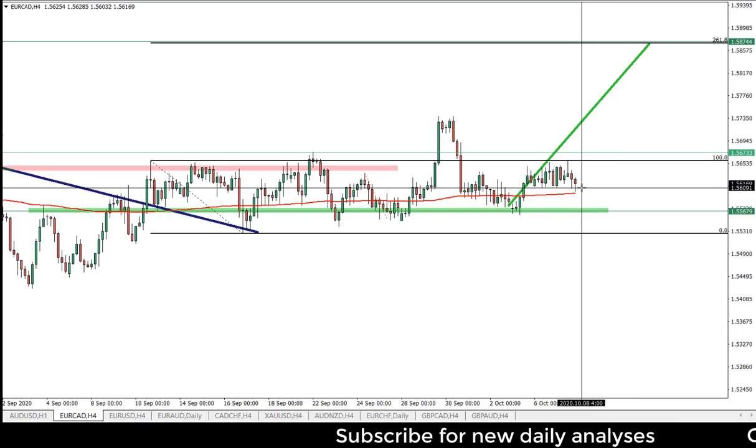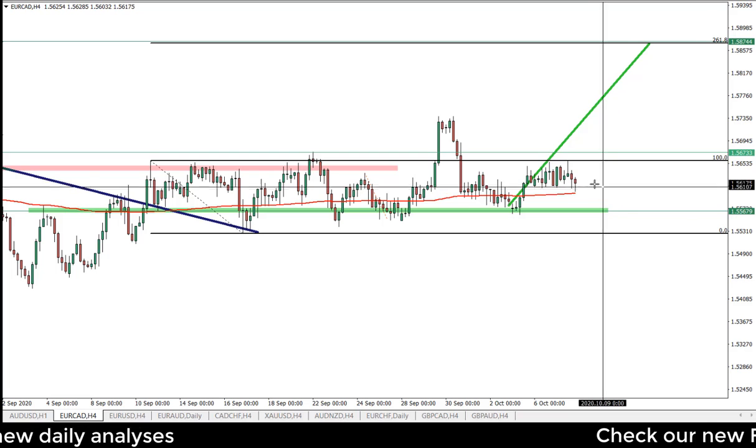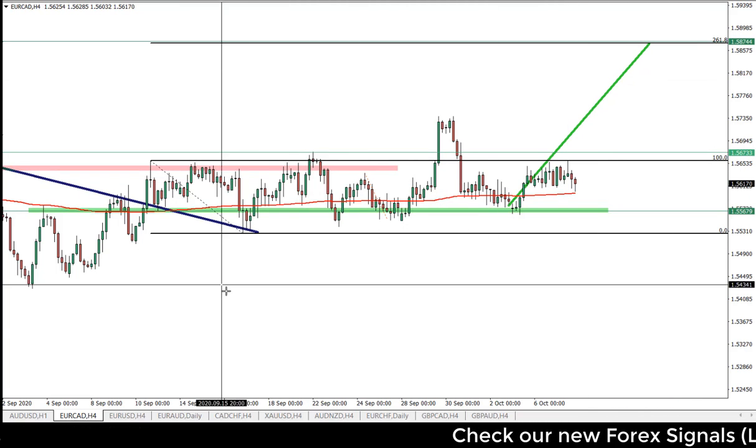But if there will be, of course, a daily or 4-hour close below the 156.00 psychological level, we might be actually invalidating the bullish outlook. But for now, still extremely bullish on the Euro Canadian dollar.